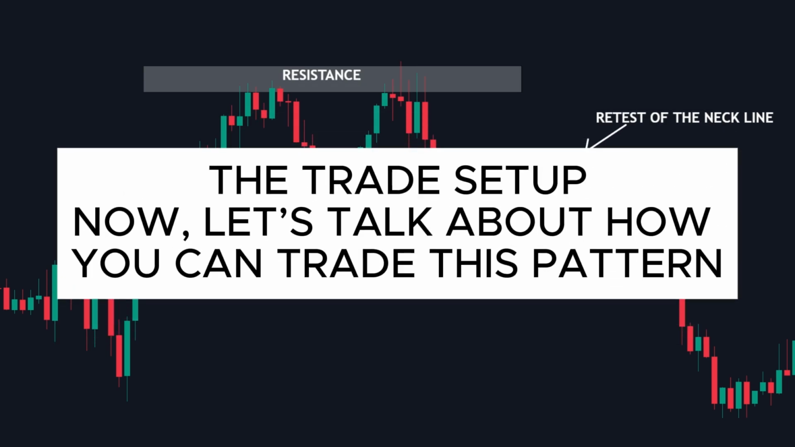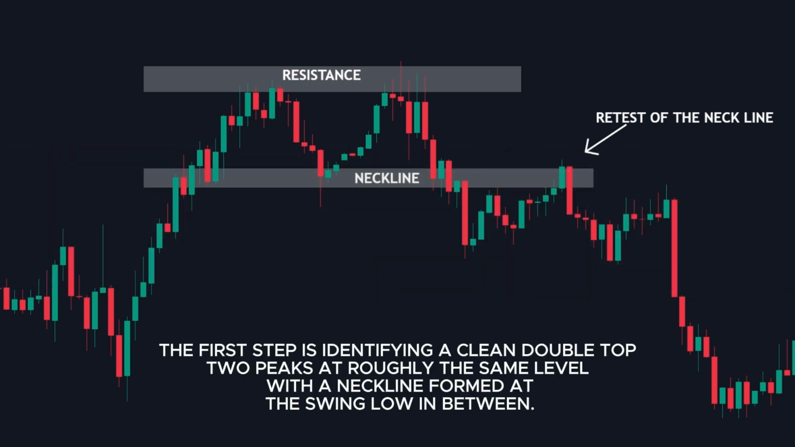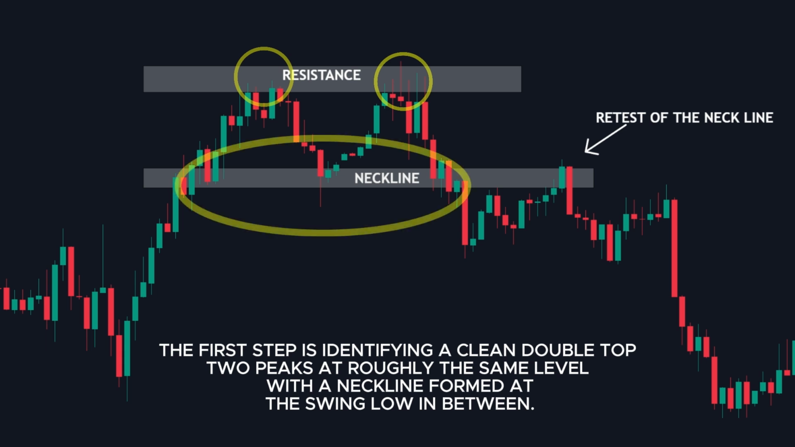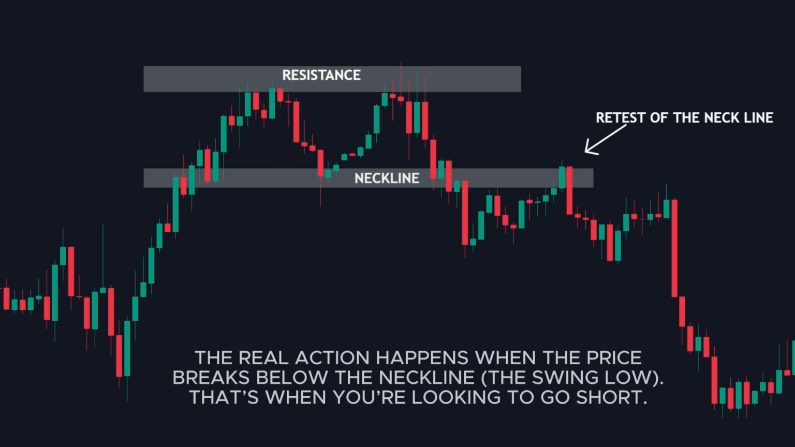The trade setup. Now, let's talk about how you can trade this pattern. 1. Identify the pattern. The first step is identifying a clean double top, two peaks at roughly the same level, with a neckline formed at the swing low in between. 2. Neckline break. The real action happens when the price breaks below the neckline, the swing low. That's when you're looking to go short.